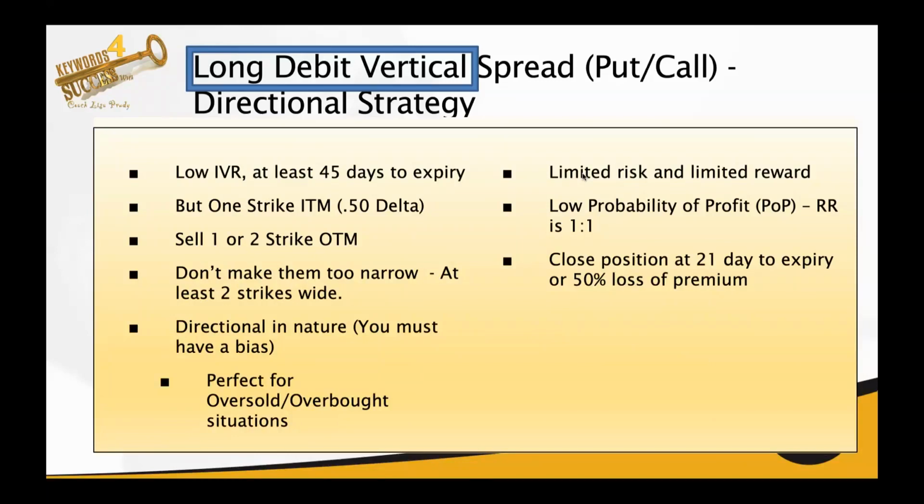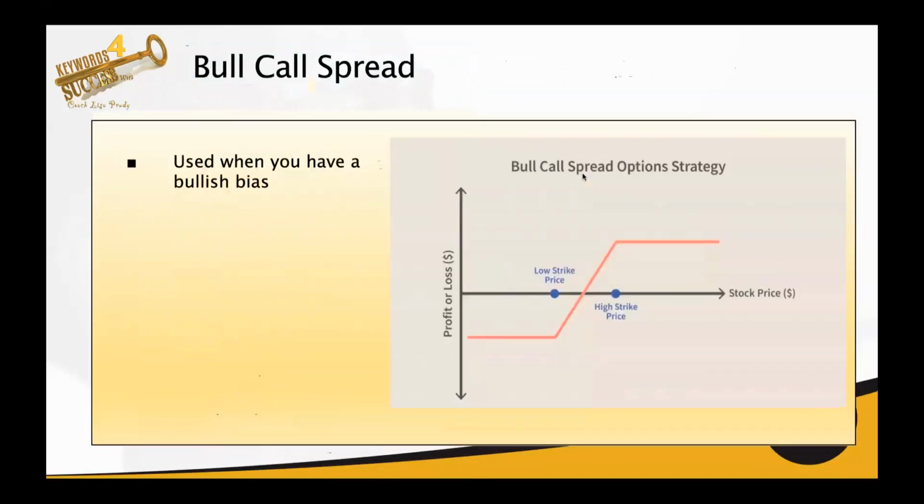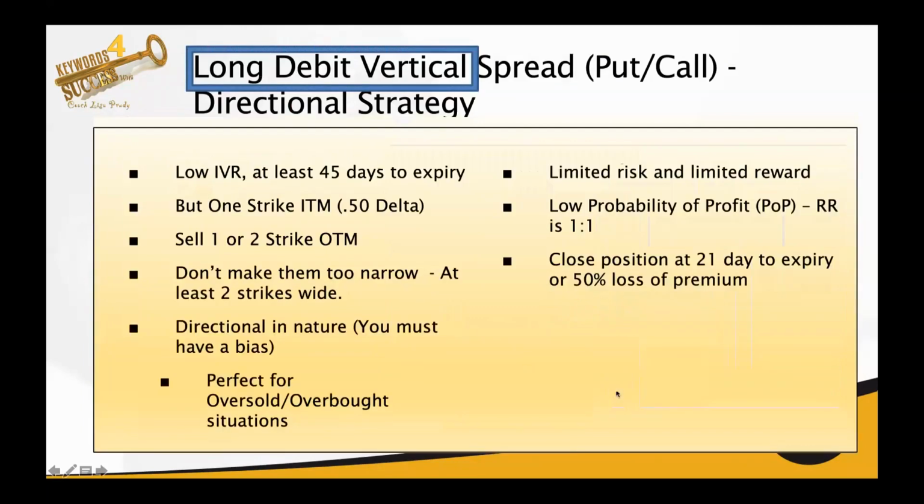That's that. Okay. Coach, I have a quick question on the slide. Can you go back to the slide? Yeah, go ahead. Here on the second point, you're saying buy one strike in the money at 50 delta. And then next one, you say sell one or two strikes out of the money. If you sell two strikes, will one of them become naked?